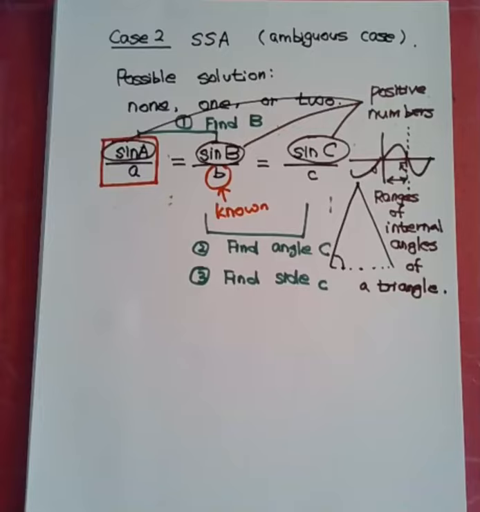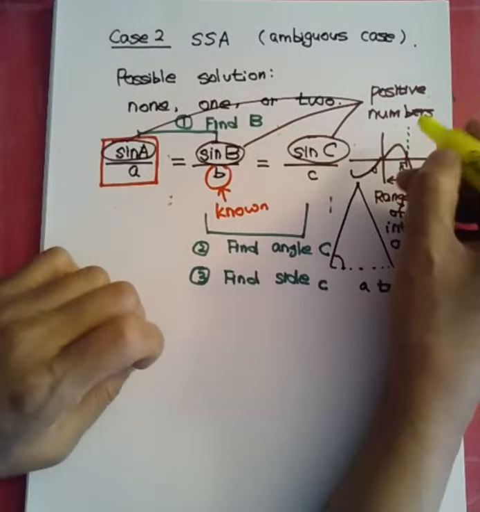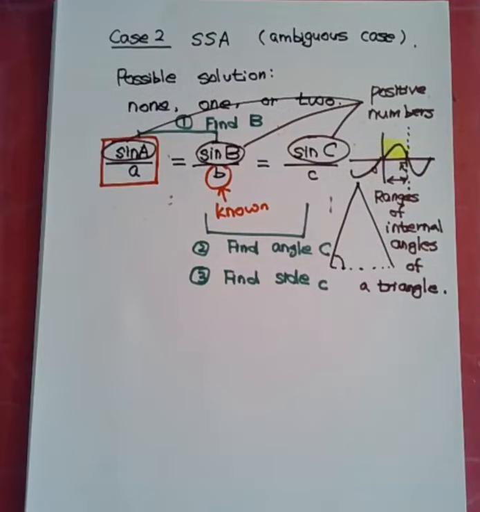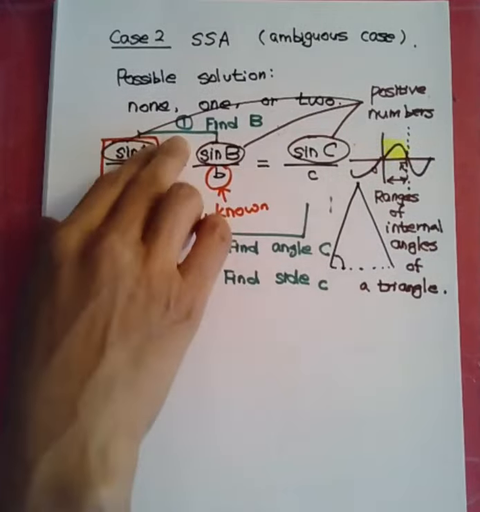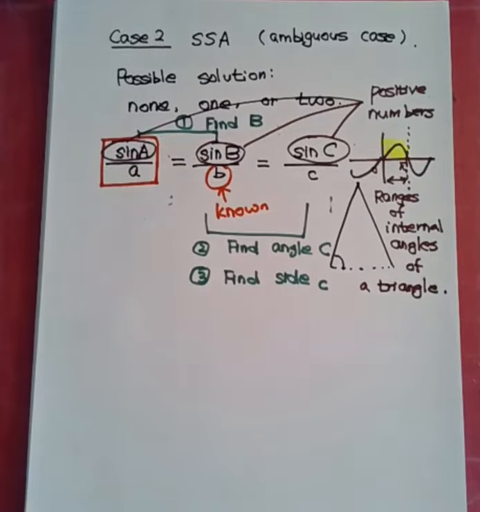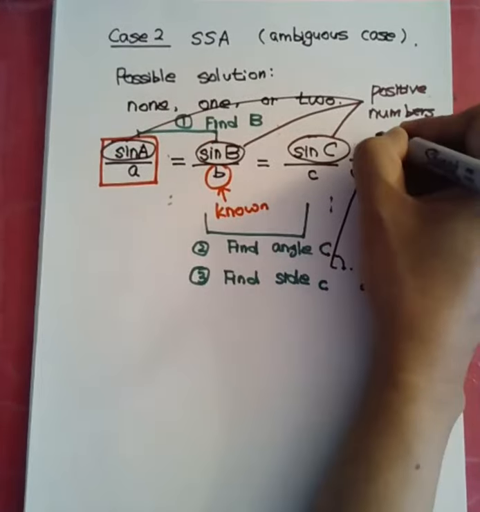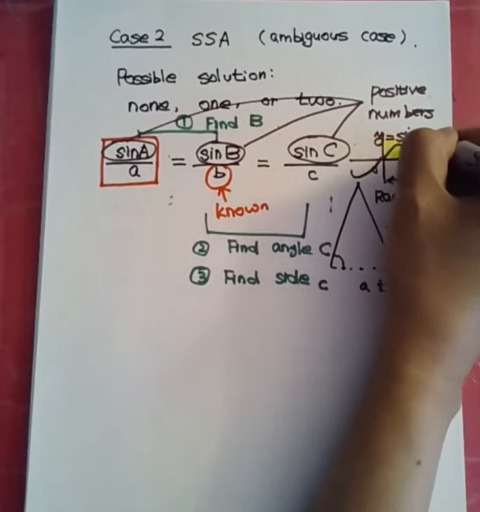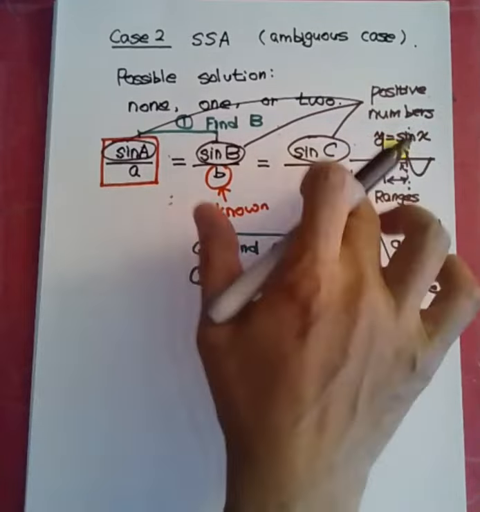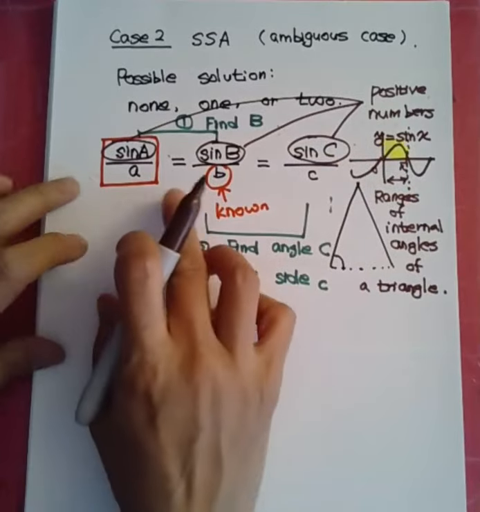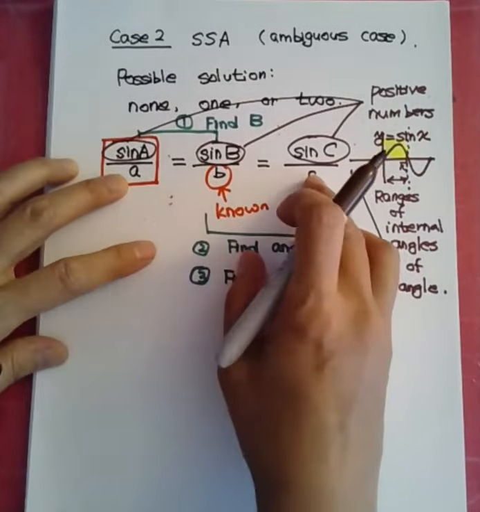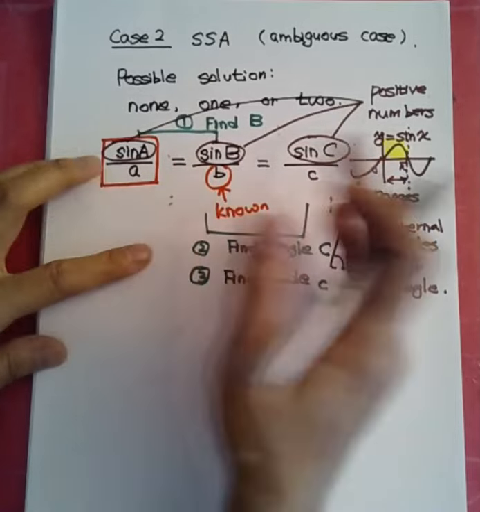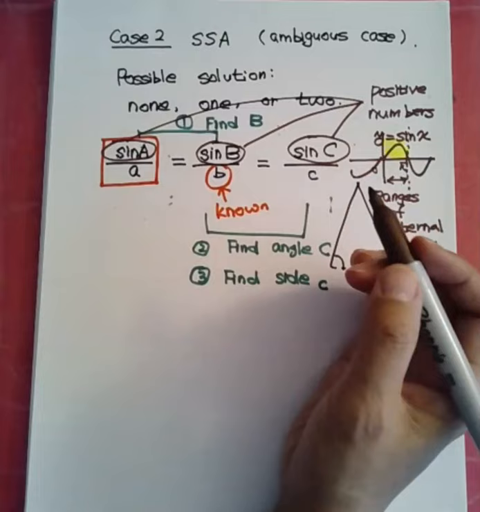In that region, the sine value is positive. So the numerator and denominator, all of them are side lengths, and so we can say that all the fractions are positive.